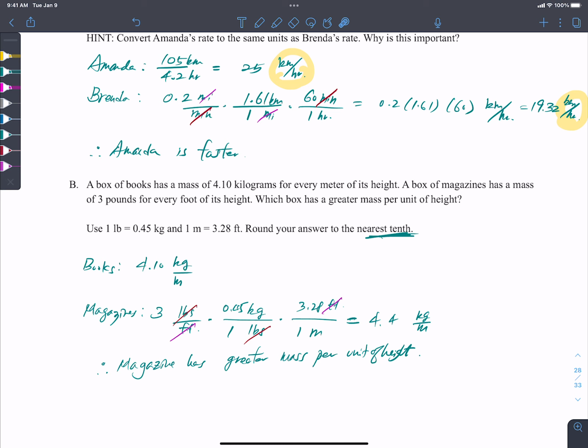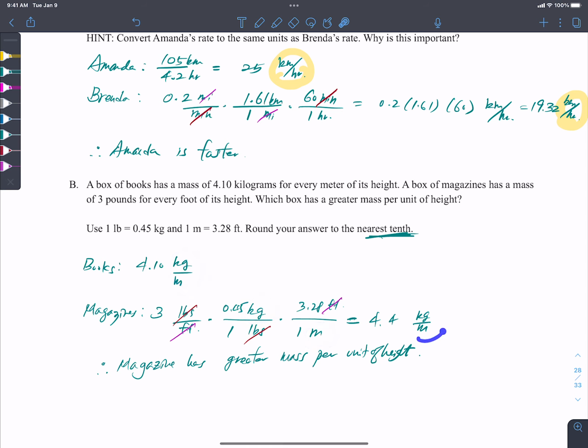So we're happy with the kilogram, but we don't want the foot. So we're going to put the foot in the numerator and the meter in the denominator. The relationship between the two is that 1 meter is equal to 3.28 feet. So we put 3.28 feet in the numerator, 1 meter in the denominator. And we know that these two cancel and these two cancel. We're left with kilogram per meter, which is what we have over here. And I'm happy with that.